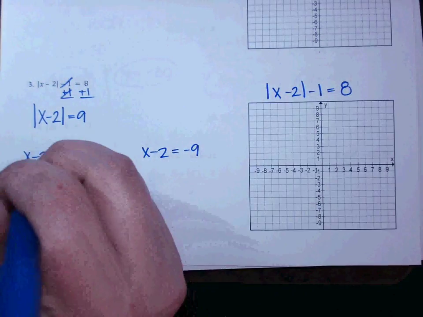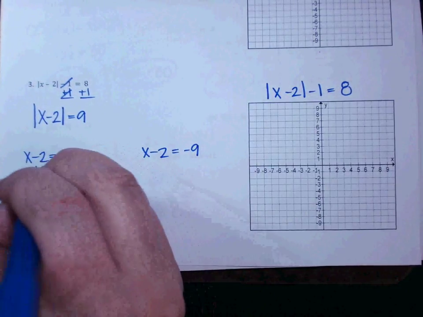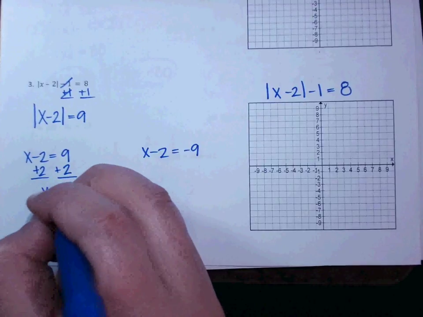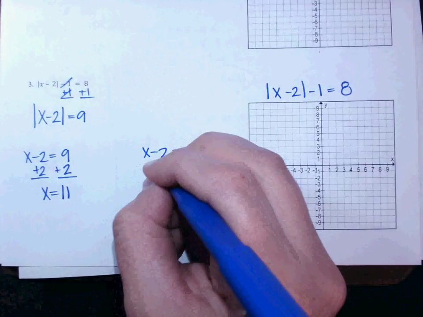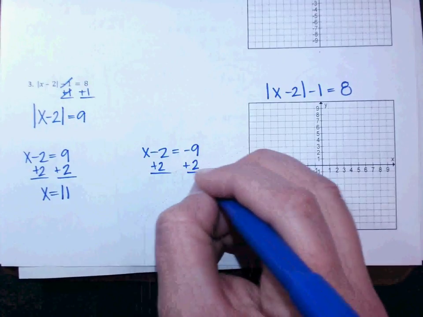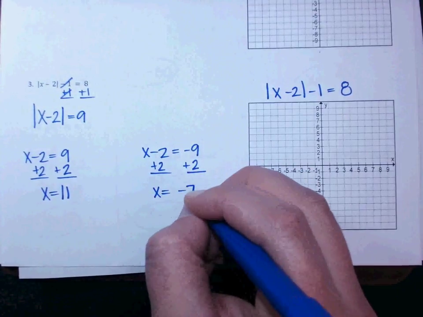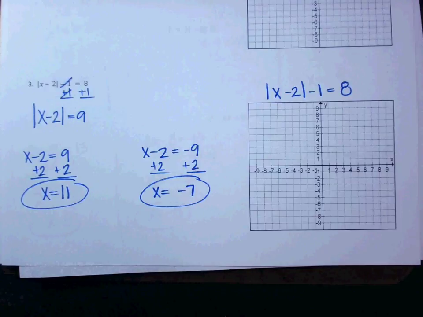When you add 2 on both sides to the positive 9 side, x equals what? 11. On the other side, you add 2 to both sides. Negative 9 plus 2 is what? Negative 7. Very good. Okay, those are your two answers that you should expect when you solve it by graphing. Remember, it's the same solution. It's just a different method of getting there.